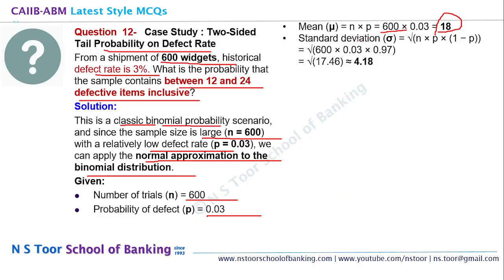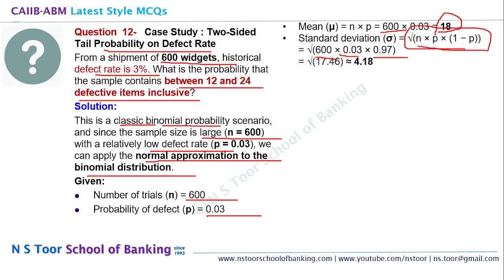So what is the standard deviation? What is the formula for standard deviation? The formula for standard deviation is the square root of n, that is the number, into p, that is the probability, into 1 minus p. That is the way in which we can calculate the standard deviation. We have to keep this formula in mind. So square root of, what is the number? 600. What is the probability? 0.03, that is 3%. So what is 1 minus p? It means 97% of widgets will be good ones.